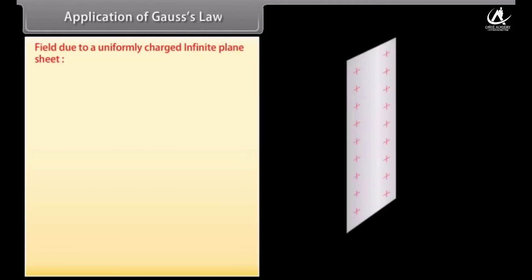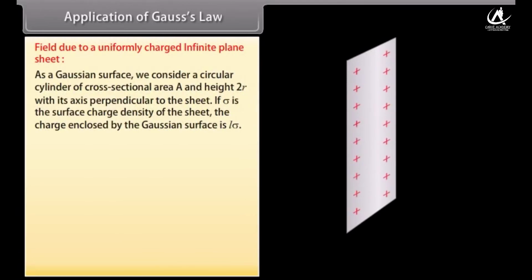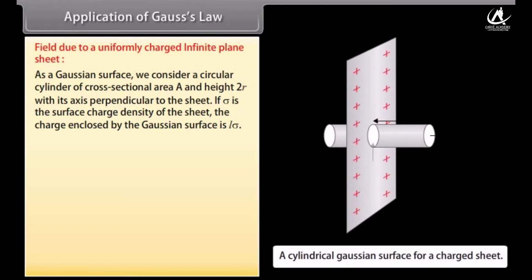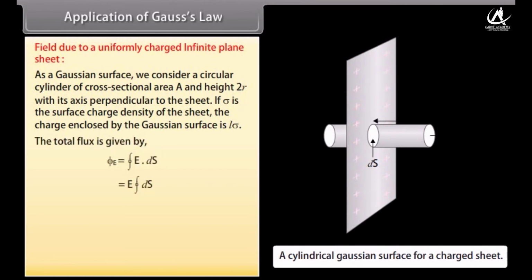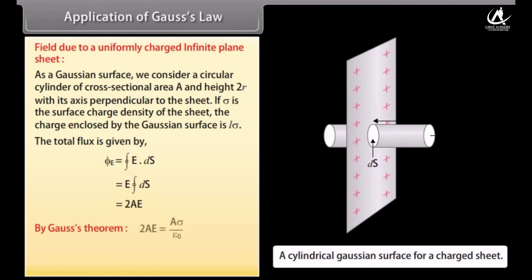Field due to a uniformly charged infinite plane sheet. As a Gaussian surface, we consider a circular cylinder of cross-sectional area A and height 2r with its axis perpendicular to the sheet. If sigma is the surface charge density of the sheet, the charge enclosed by the Gaussian surface is A sigma. We know that phi E is equal to the integral over a closed surface of E dot dS, which is equal to the product of 2A and E. According to Gauss's theorem, the electric field at any point at a distance r from the sheet is equal to sigma divided by 2 epsilon naught.